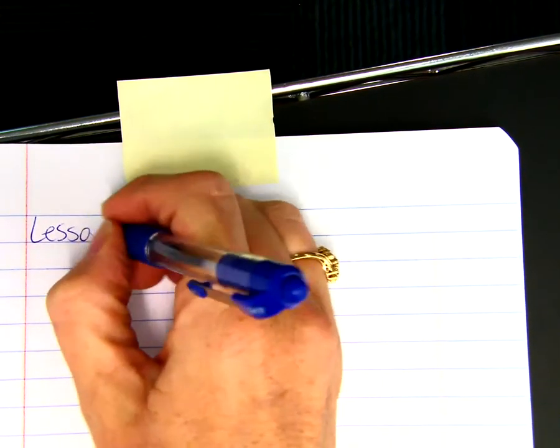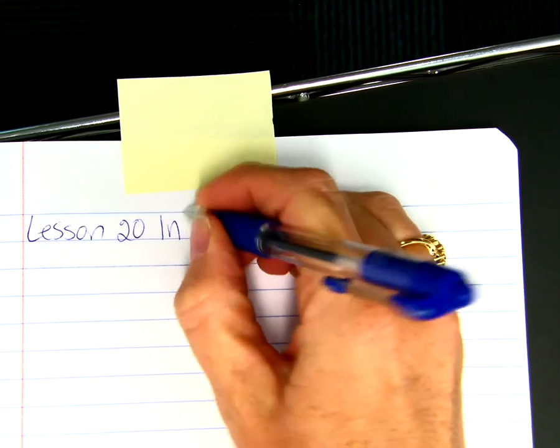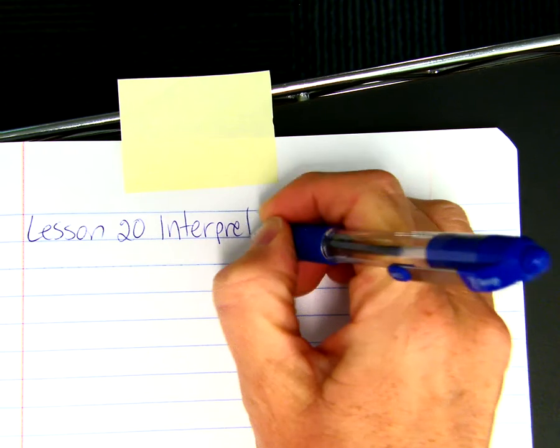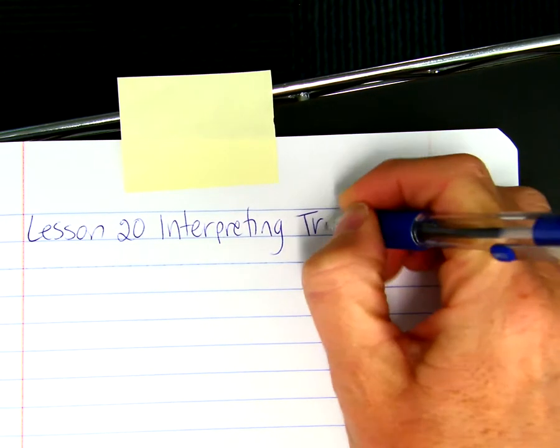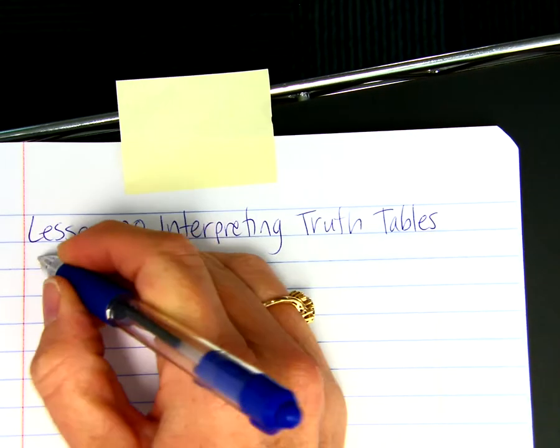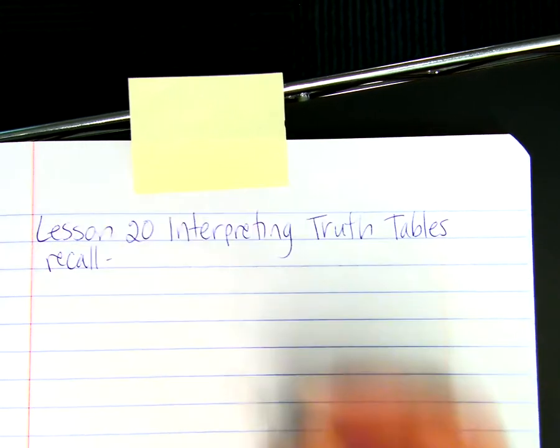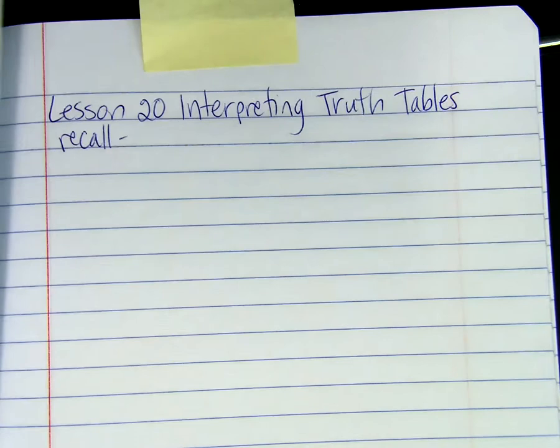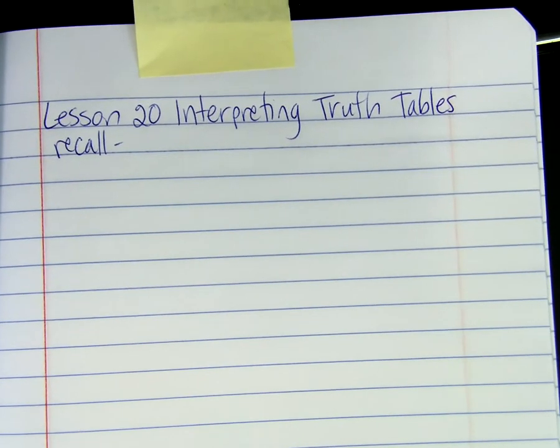Lesson 20, Interpreting Truth Tables. So we're going to begin by just recalling some information that you already know.